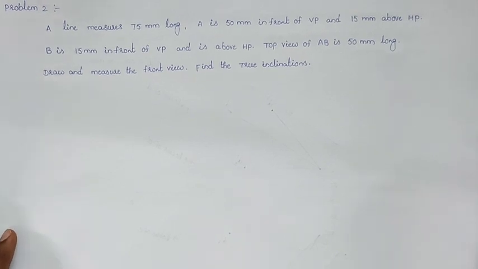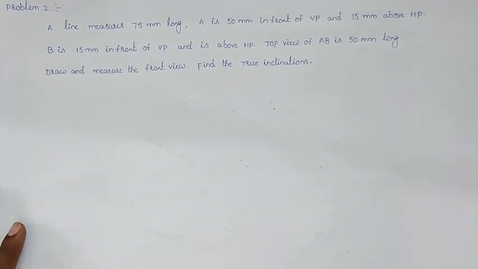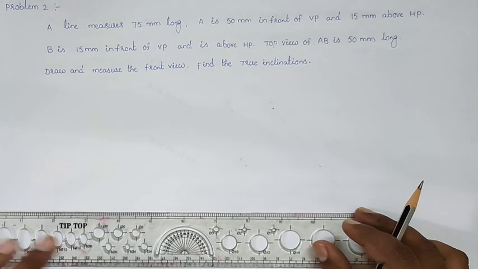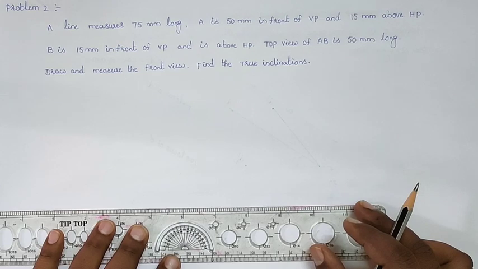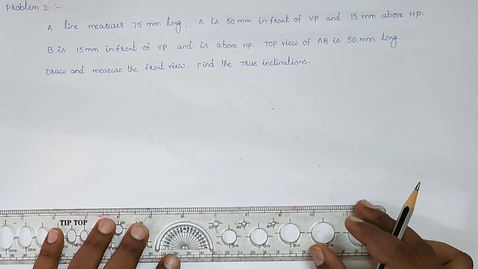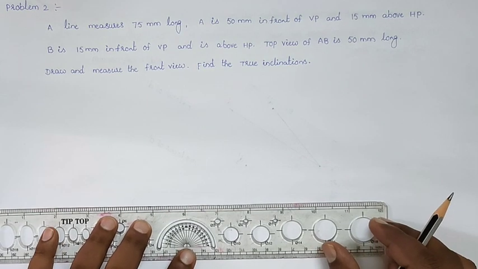A line measures 75 mm long. A is 50 mm in front of the VP and 15 mm above HP, and B is 15 mm in front of the VP and above HP. The dimension is not given in the problem. Top view of AB is 50 mm long. Draw and measure the front view and find the true inclinations. That means they are asking for the true inclination with respect to HP and also the true inclination with respect to VP, that means the theta and phi values, and also the front view length.